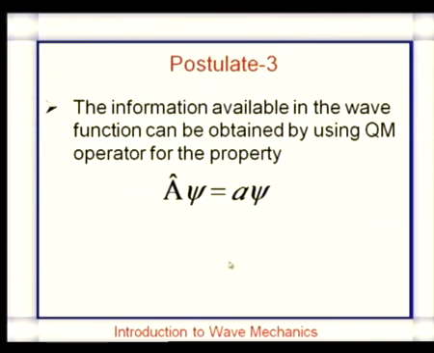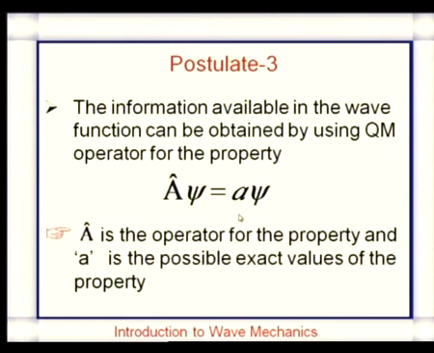That is, if I have got psi, I can operate over it with an operator A. When I operate over this, I get the function psi back and I get a constant here. So this is the measurable value of that particular property. Suppose I've got a wave function psi and I want to find out the momentum of the particle. So I take the operator for momentum, operate over the function, and get the value of momentum there. So it is like this.